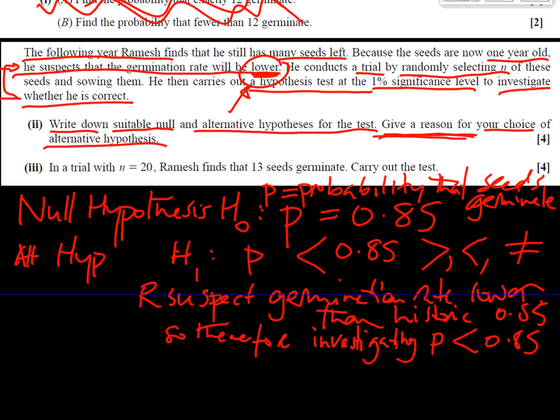Good. It also helps us determine how many tails we have for our test. That tells us whether we're interested in greater than or less than, i.e. extremely high or extremely low, or whether, if it was not equal to, we'd be interested in either end. It doesn't matter whether it's higher or lower, it just has to be different. Now in this case, we've worked out that p is less than 0.85, and because of that, we're on a one-tailed test. We're only interested in that end where p is lower. We're not interested in p being higher. So that's the first part of our work.